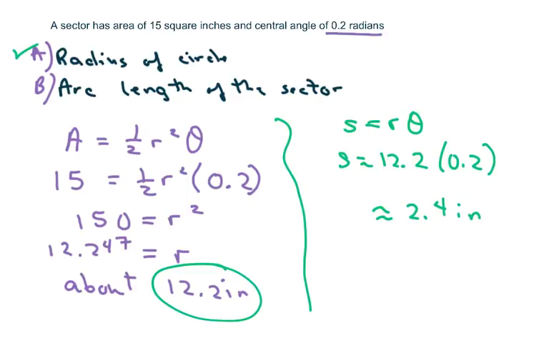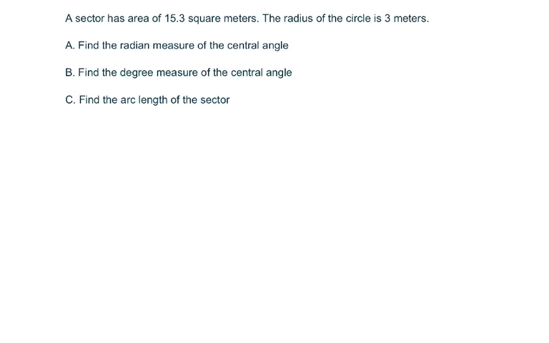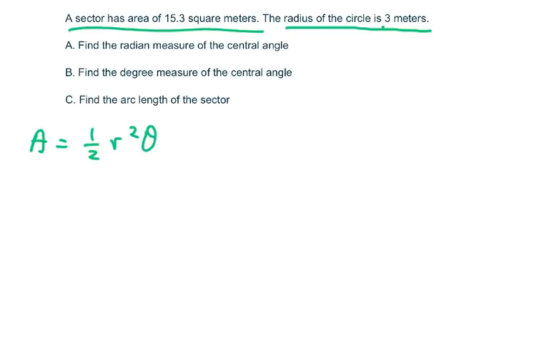Okay, and the last one, we have to find three things. The first thing I want to do is find the radian measure. The radius of the circle is 3. So we have the radius and we have the area, and we have to find the radian measure. I'm going to use my area formula to find the radians, like I did in the previous one.